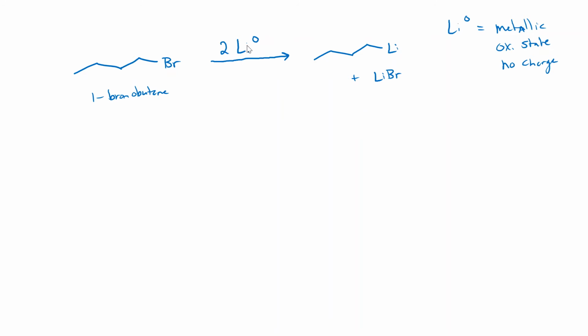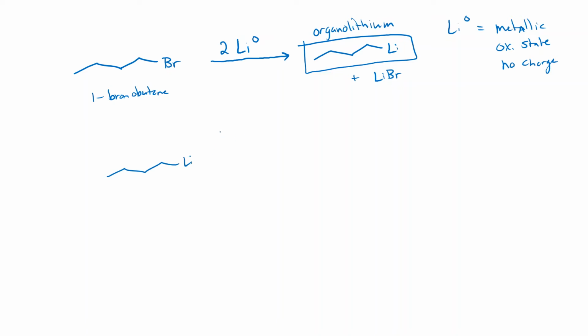You need two equivalents of lithium because you need one equivalent to replace the bromine and the other one to make the lithium bromide. So you end up with two lithiums in your final product. But this is the thing that we're mostly interested in. This is the product that we're actually going to use. So we've made an organolithium reagent. So what do we do with now butyl lithium?